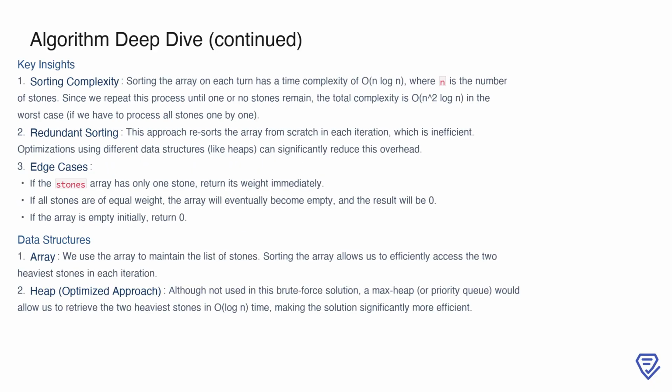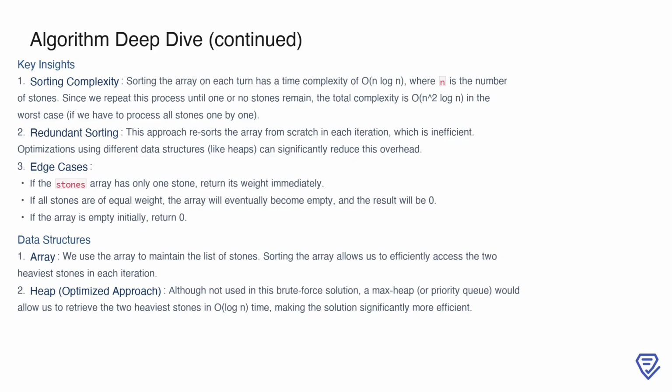Analyzing this approach further, we see that sorting the array in each iteration has a time complexity of O(n log n), where n is the number of stones. Since this sorting is repeated until one or no stones remain, the worst-case total complexity is O(n^2 log n). This happens when we process the stones one by one. A key inefficiency here is the redundant sorting, or resorting the entire array from scratch in every iteration. Using a more suitable data structure, like a heap, can significantly reduce this overhead.